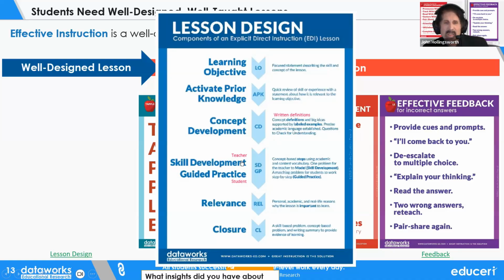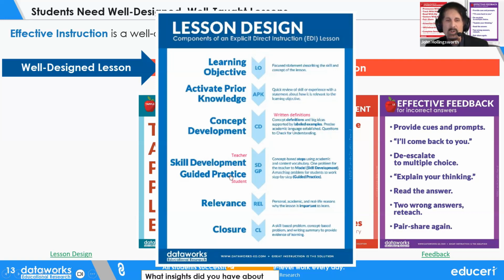Now the next one, skill development and guided practice. You've heard these terms before. The way we use them is, skill development is the teacher modeling a problem. That's you working a problem, showing your thinking. And your checking for understanding questions should be, students, how did I solve this first problem? How did I do it? How did I know to do this? Where did I find the information?